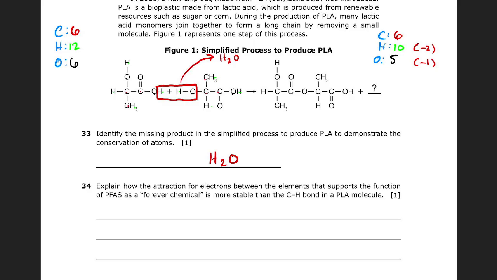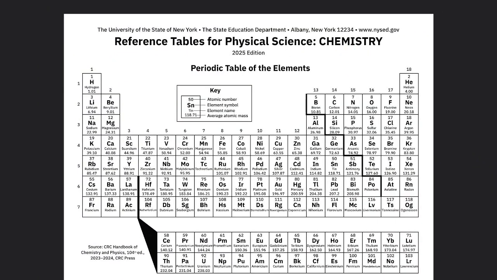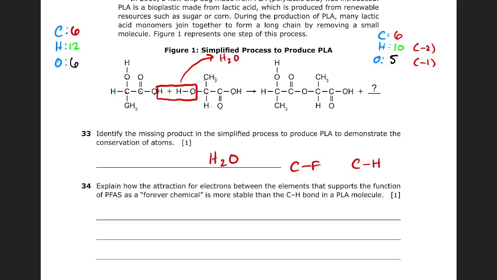In the comparison of these two bonds, where we have carbon-fluorine and carbon-hydrogen, it's important to note that fluorine is the most electronegative element on the entire periodic table. It's all the way on the top right. So this is going to be much more electronegative than this. So what they're looking for is fluorine's very strong attraction to electrons makes the bond a lot more stable.